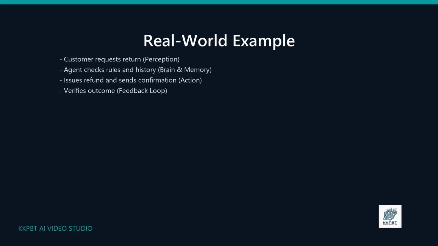Imagine an e-commerce customer support agent handling a product return. First, perception reads the customer's email requesting a return. Next, the brain reasons through the task and checks memory for the company's return policy and order history. Then, the action component calls a payment API to issue a refund and uses an email tool to send a confirmation. Finally, the feedback loop confirms the email went through and marks the task as complete.